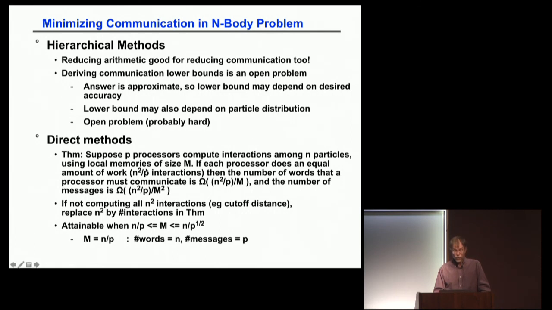Now, this is true not just for the direct n squared algorithm, but even if I have a cutoff. This is the lower bound. And in that case, I replace n squared over P by just however many interactions you have. It's still the same lower bound.